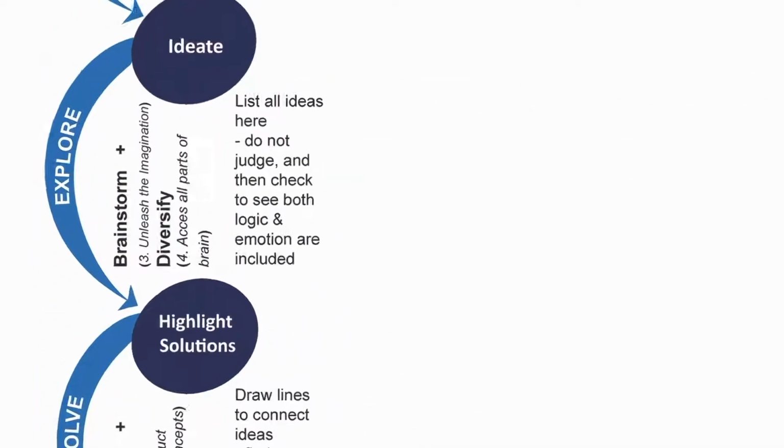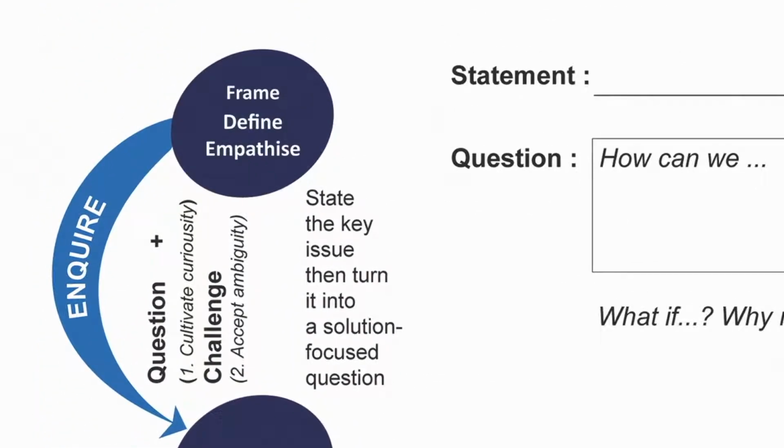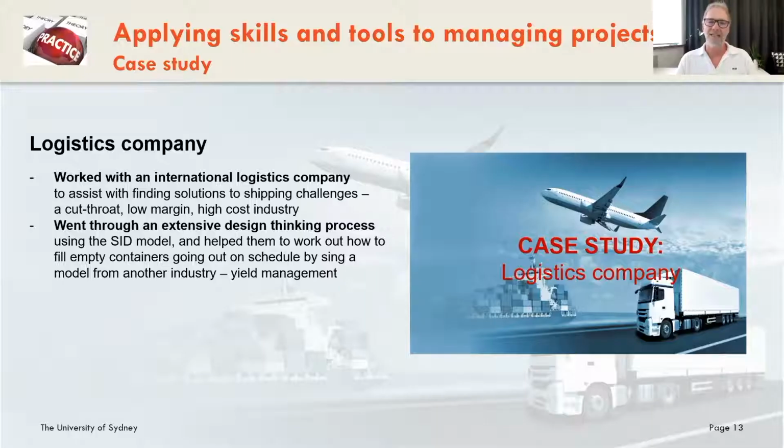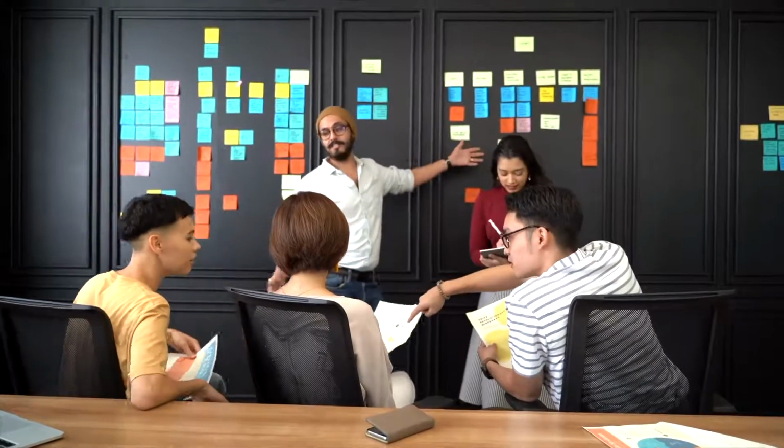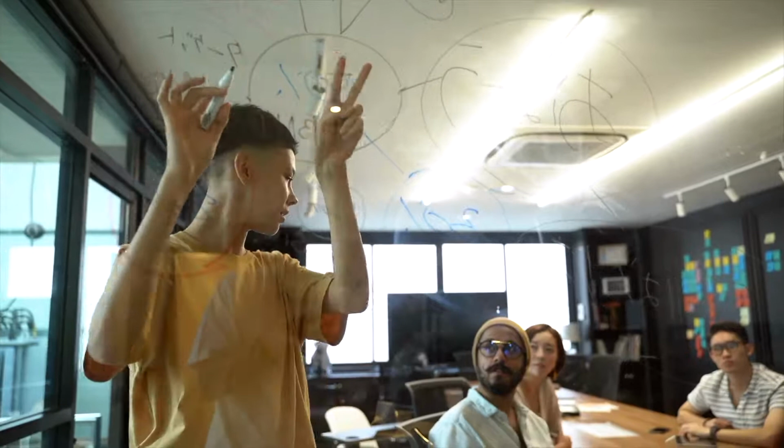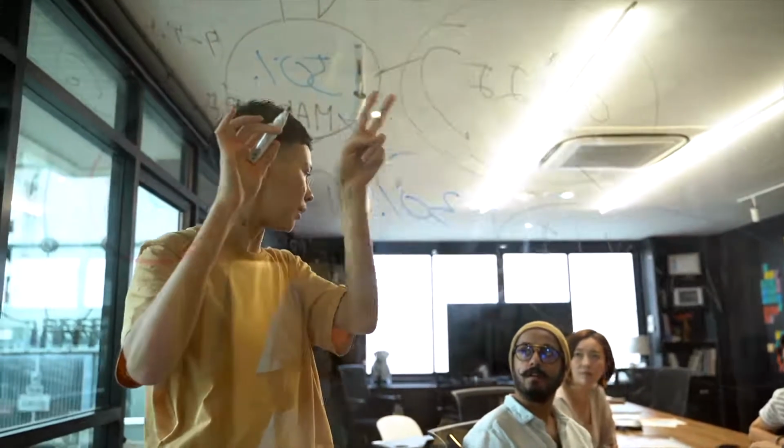So after we went through the SID model, we went into the inquire stage. And I said, look, what are some of your biggest issues? And they said, well, the biggest issue is we've got these containers going out empty. So that was the inquire stage. When we got into the explore stage, we looked at lots of different ideas of how to fill them up at the last minute. Can we offer cheap prices to people?